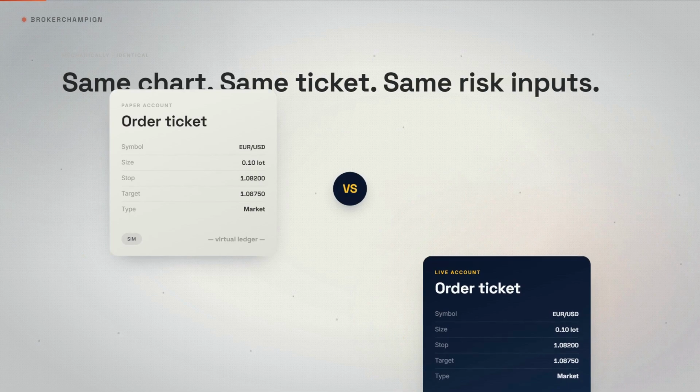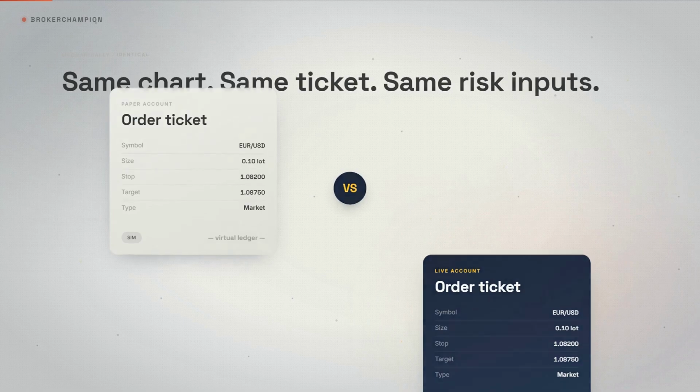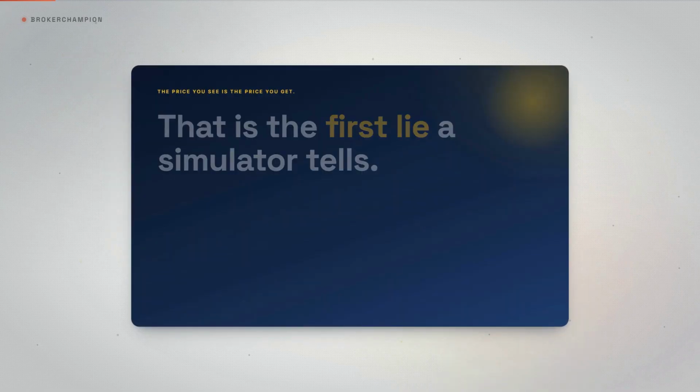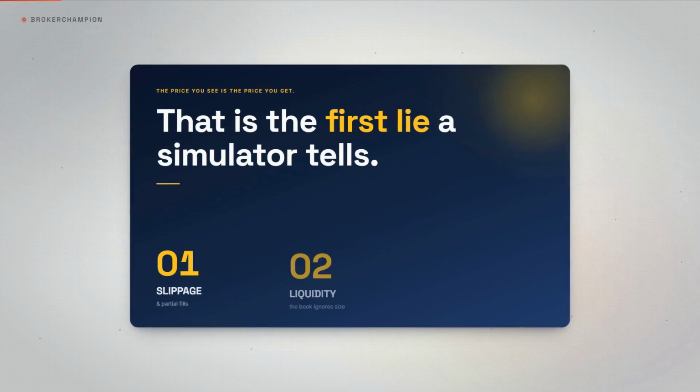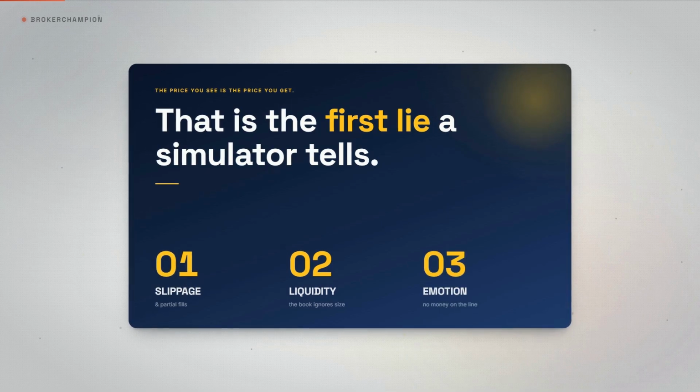The order never hits an exchange. No counterparty fills you. The price you see is the price you get. That last line is the first lie a simulator tells you. There are three. And the traders who blow up their first live account in the first 10 minutes after switching over, they didn't know what the lies were. So we'll pull them apart.